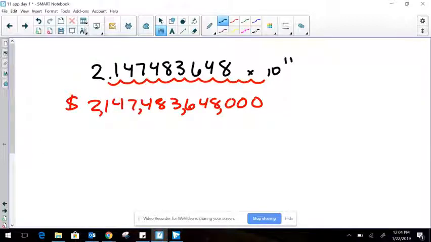Okay, so that's when the number's too big to fit on your calculator. That happens a lot in exponential functions because it just grows so quickly. Okay, so don't be surprised if you see that.